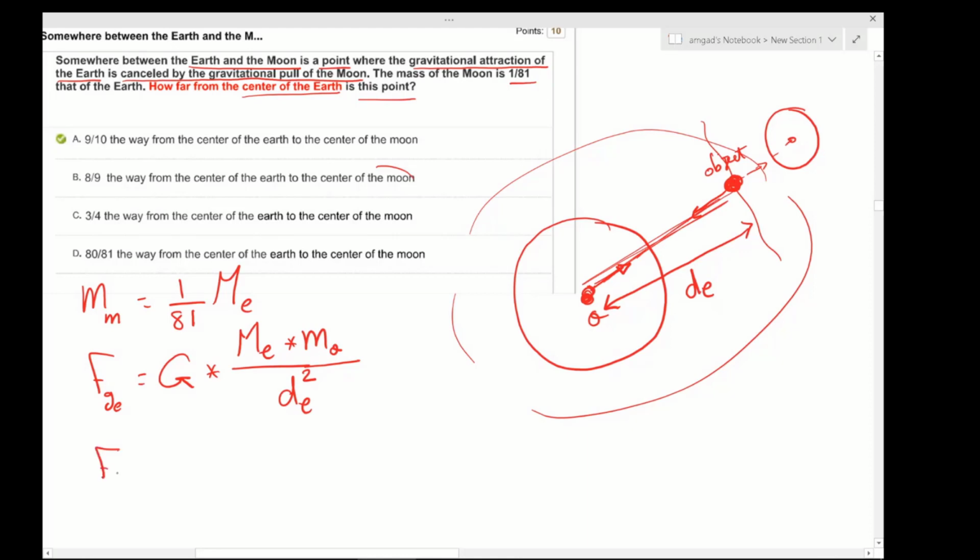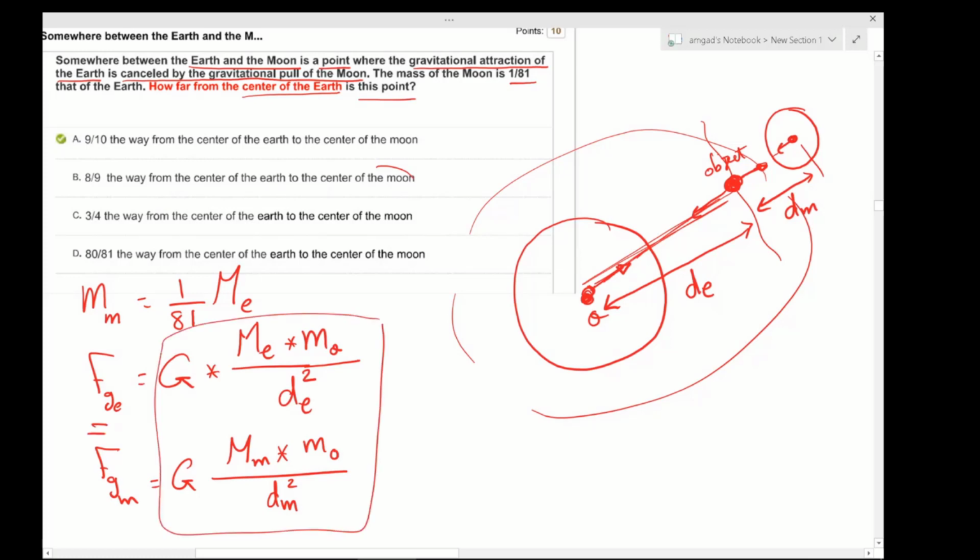Also, the gravitational force of the Moon is the same. We also have a distance from the Moon. So it will be G times the mass of the Moon times the mass of the object divided by the distance between the object and the Moon, of course from the center of the Moon to the center of the object, squared. The two forces are the same, so now we can equate them together.